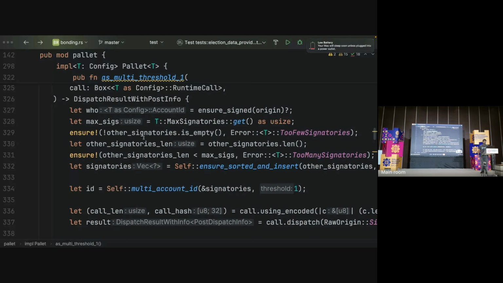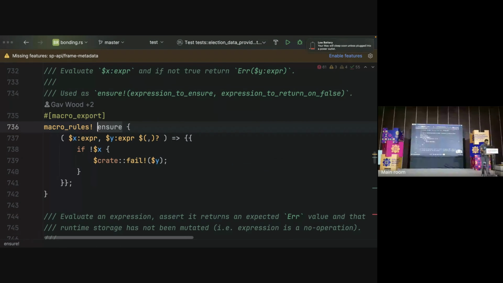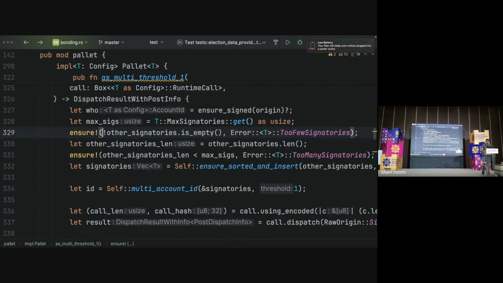Yeah. So let's see this code. You do some ensure signed. Again, you get this signer of the extrinsic. Max signatories, again, these are parameters. You do some validation checks and you want to fail as soon as something does not line up, right? So this ensure is something you will see a lot. Basically, this tests this condition, and if it is not true, it fails. So it checks that this condition should be true. If not, throw this error. You'll see this in a lot of pallet code.